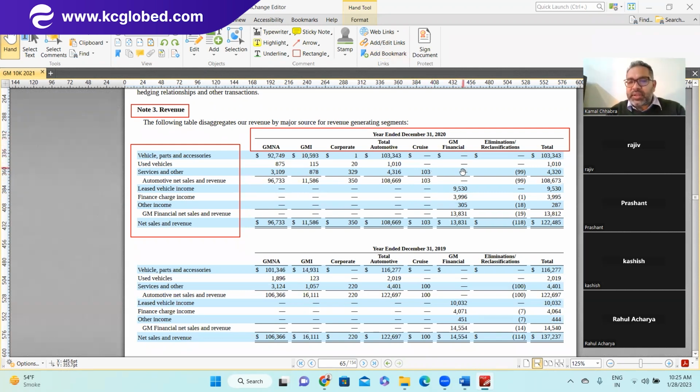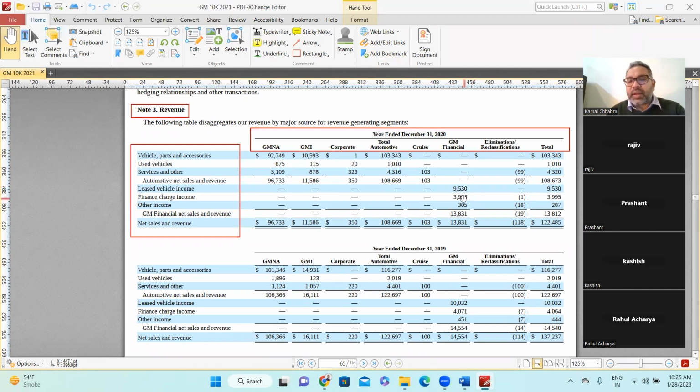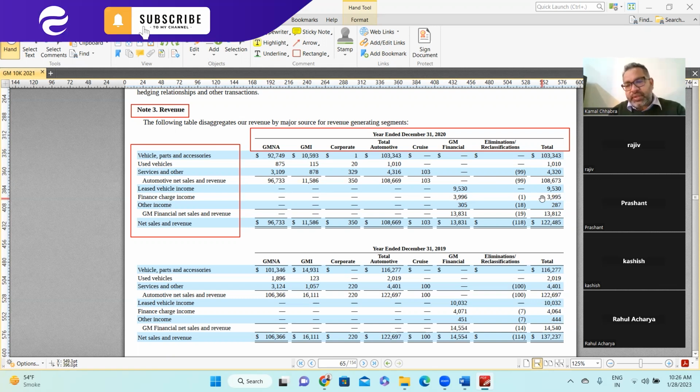And now the next one is GM Financial. GM Financial gives cars on lease, cars on finance, and other income, which is like interest income, right? And then there is some elimination and reclassification. There may be some transactions between the inter-party entities that have been eliminated over here, and this is the total revenue, right? This is called a disaggregated level of revenue analysis. Here, you see they have reflected all categories of their sales, the nature of sales, as well as the segment in which they make the sales, right? This is what is called disclosure by the General Motors financial statement. Make sense?